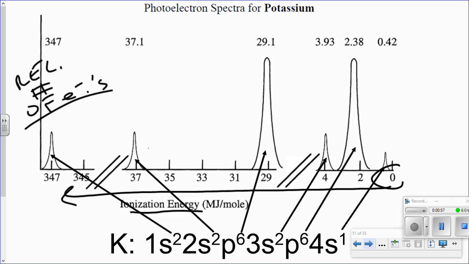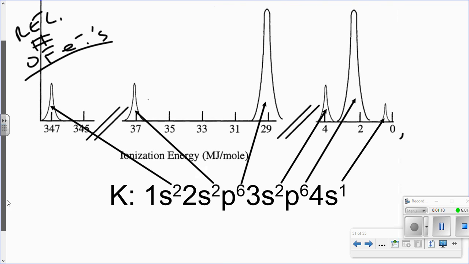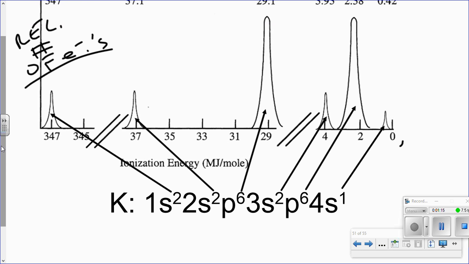The way we're going to look at this is like this, okay? If you take a look at this electron configuration, this is for potassium. And you'll notice that this outer electron is represented by a small little hump, a small little curve, and it's the easiest. It requires almost no energy to remove that single electron, okay?